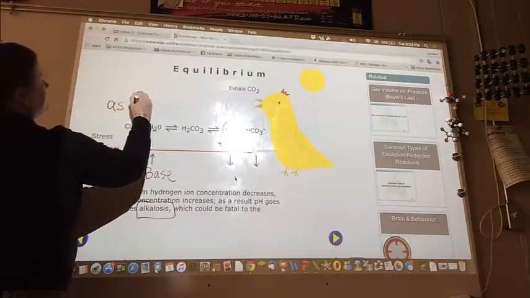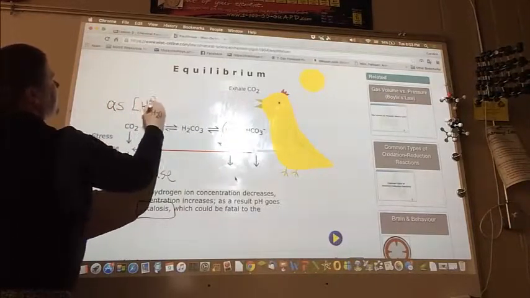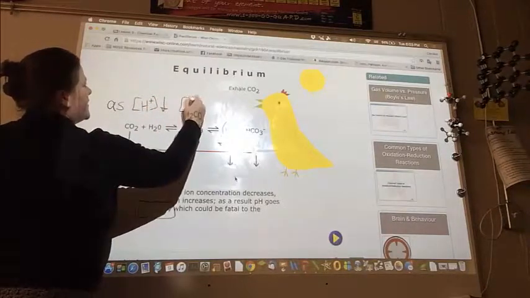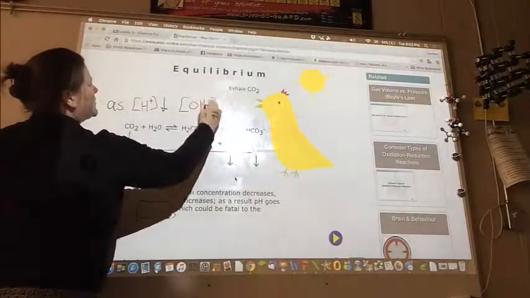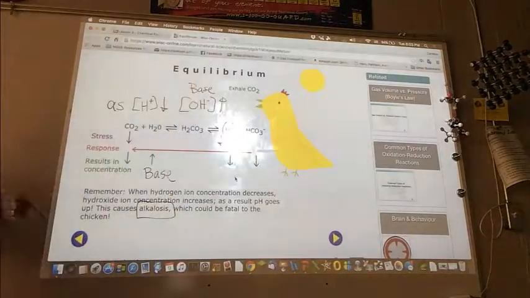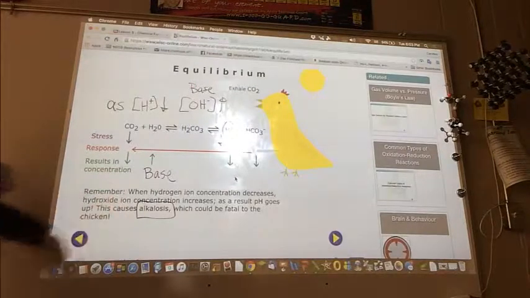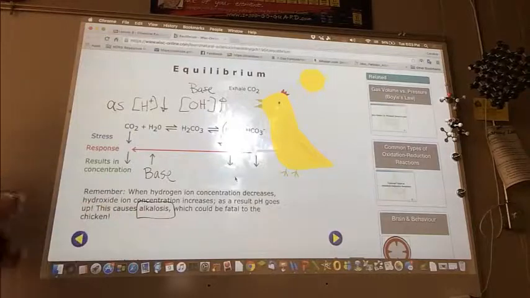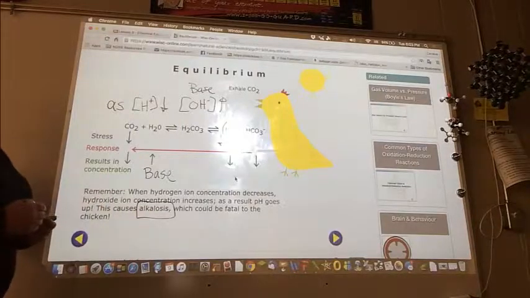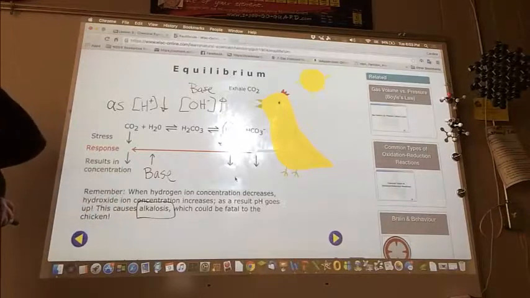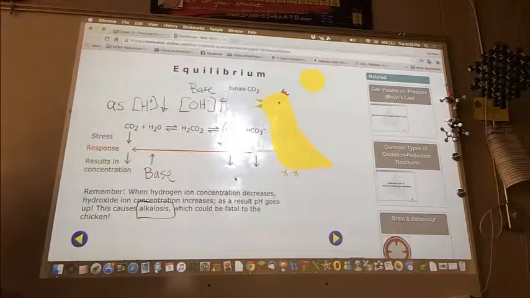So as that hydrogen ion concentration decreases, naturally the hydroxide ion is going to increase, which is going to make that environment more basic. Now, another synonym used for base is alkaline. An alkaline condition is considered a basic condition, which is the opposite of the acidic condition.